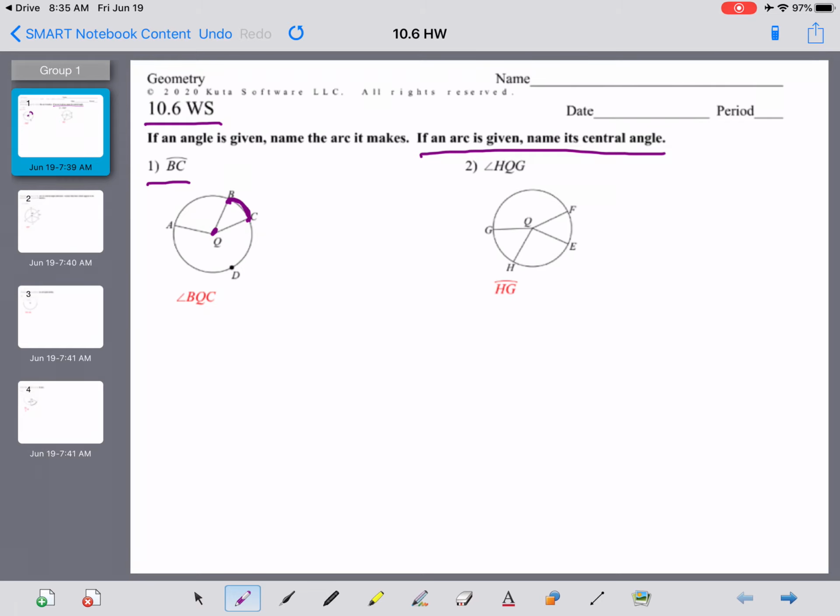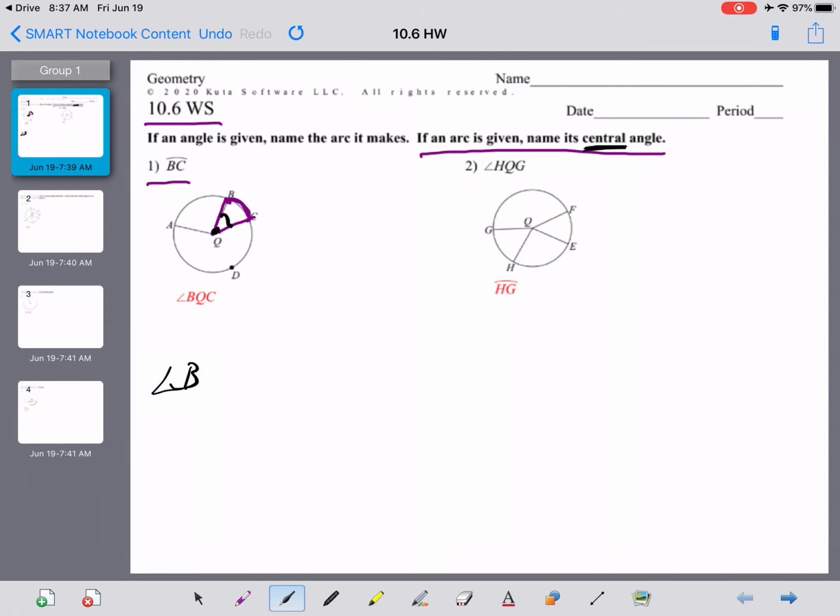Remember, everybody, that a central angle, as the name kind of implies, is an angle whose vertex is at the center of your circle. So if we wanted to name this thing, Q is our vertex, that has to be the middle letter, so we'd start at one of the endpoints, probably B, go from B to our vertex, which is Q, and then go to the other endpoint.